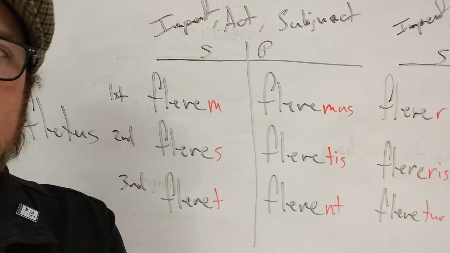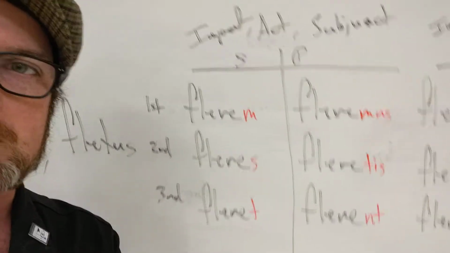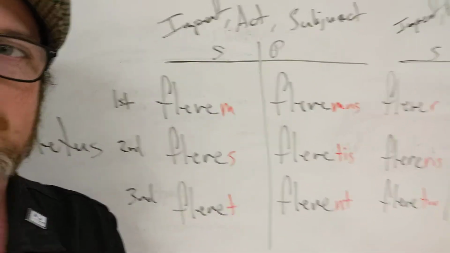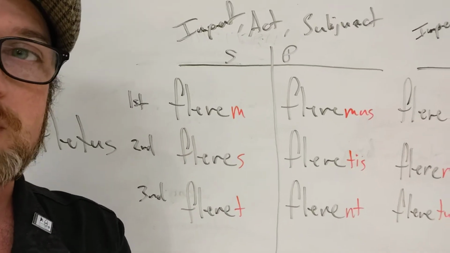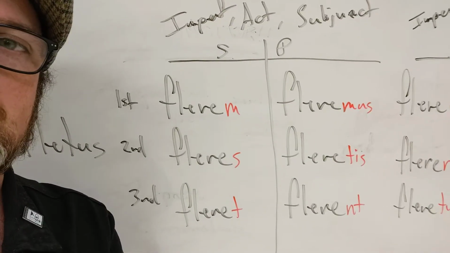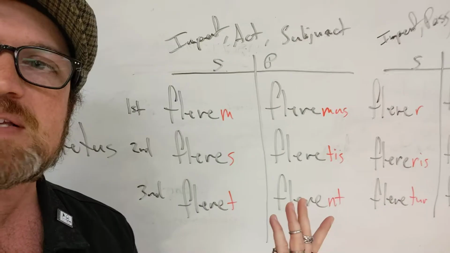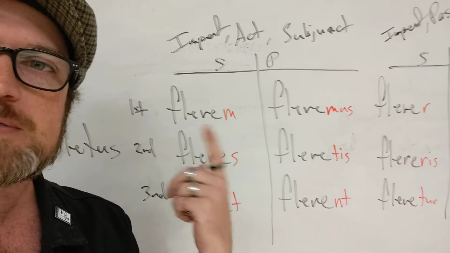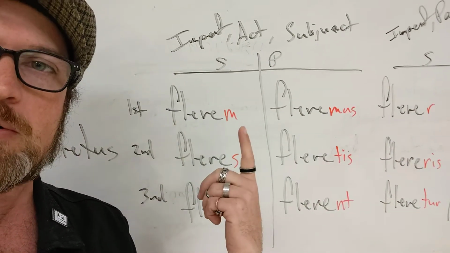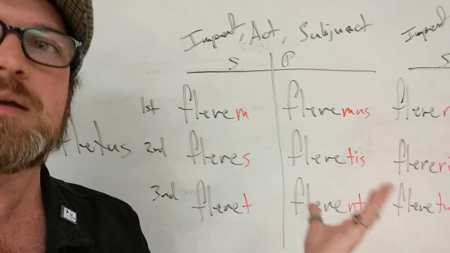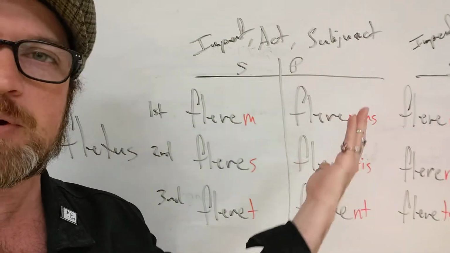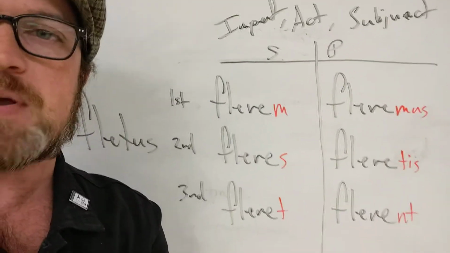So literally, the way you form the imperfect active subjunctive is you just take that infinitive, flere, the whole thing, cut off nothing, and put personal endings at the end. And because of this, it also makes it real easy to identify in a sentence. You see what looks like an infinitive, but it also has an extra ending on it, well, then that just means it's an imperfect subjunctive. And here's the best part about it.